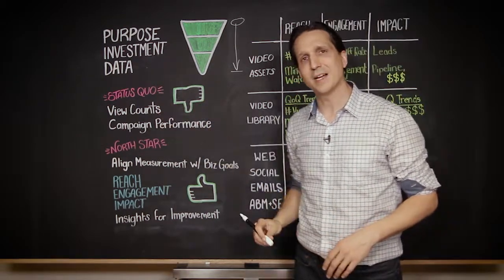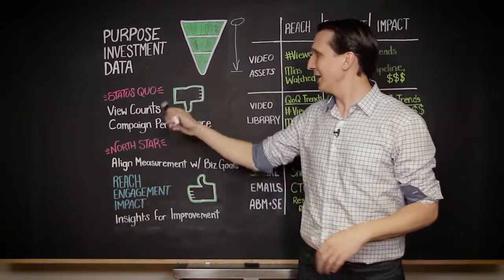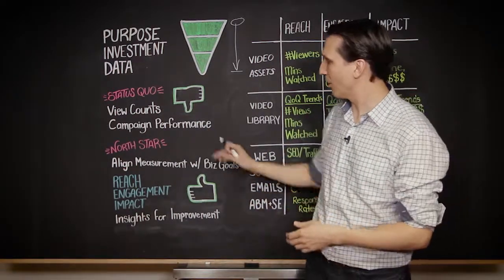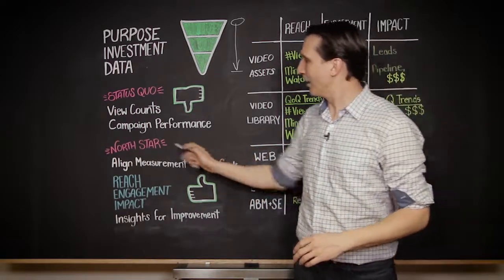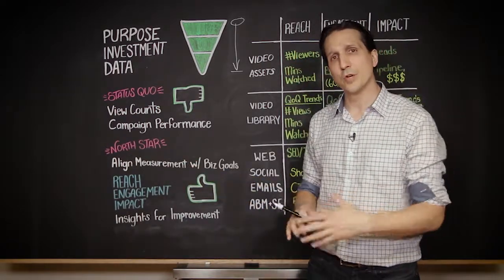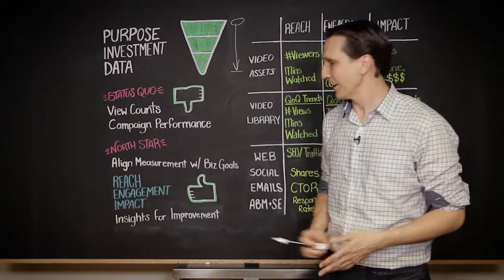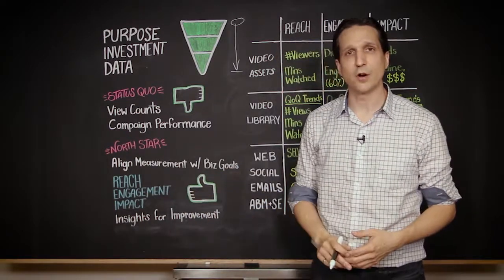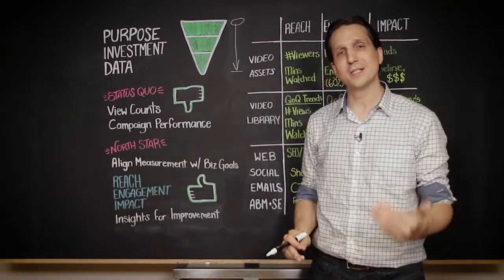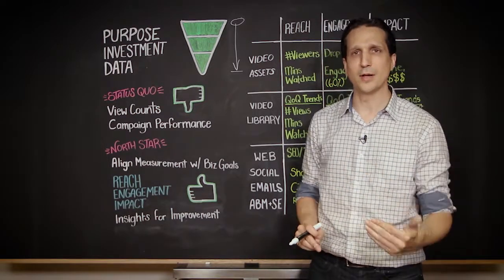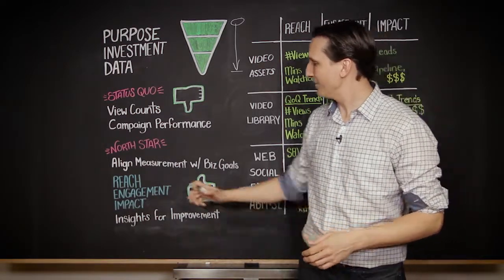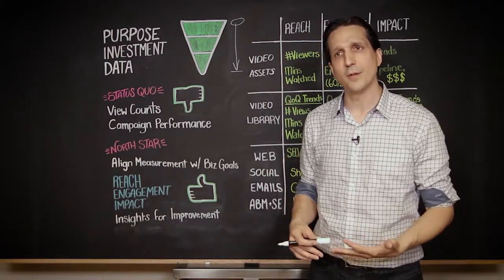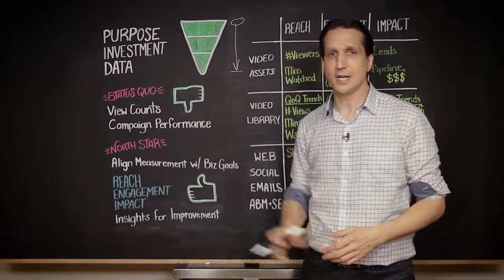So it's all about moving from a status quo of understanding view counts and an overall campaign performance for those campaigns that include video to a much more mature model, or a North Star, if you will, where you're now aligning your measurement with your real business goals. And to me, that comes down to three things. How is your video content helping you establish reach? How is it helping you drive engagement with your audience? And how is it helping you deliver real business impact, whether that be leads, pipeline, revenue, or other forms of metrics? And finally, what insights can you glean from those performance metrics that help you continuously optimize and keep performing better as it pertains to these metrics?